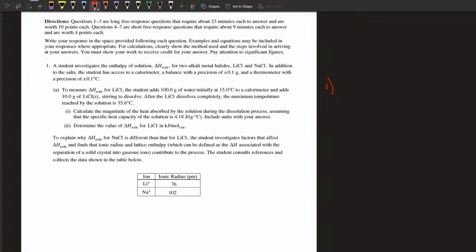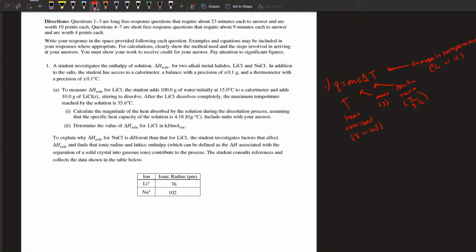Alright, so for part I of A, what we're going to use is q = mcΔT, where q is heat absorbed in joules or kilojoules, where m is mass in grams, where c is specific heat in joules per gram times degree Celsius, and where ΔT is change in temperature, which is in degrees Celsius or Kelvin.